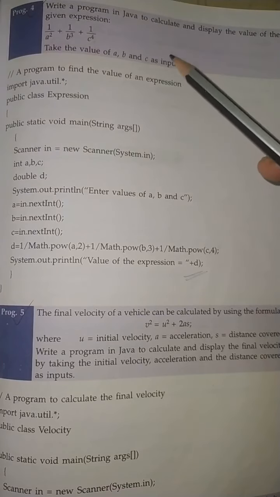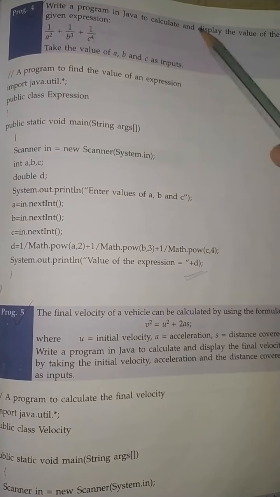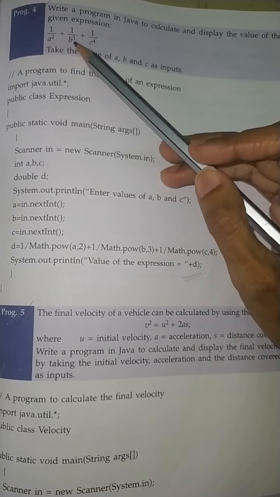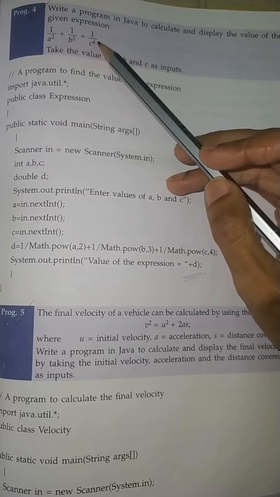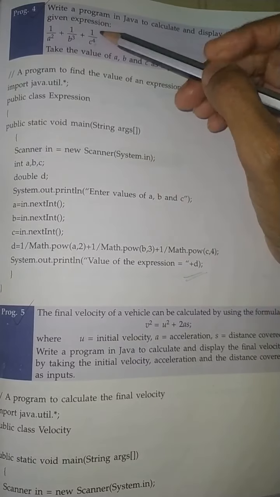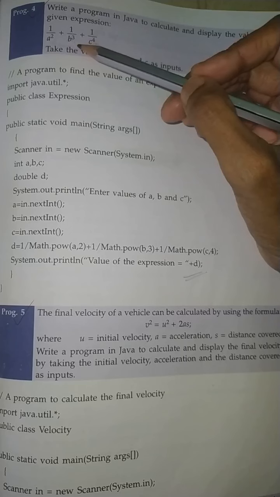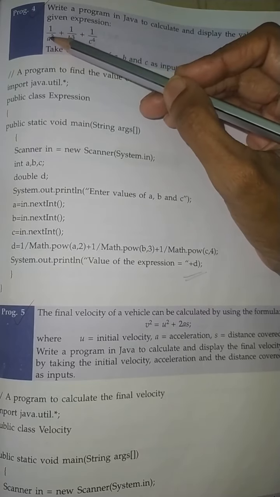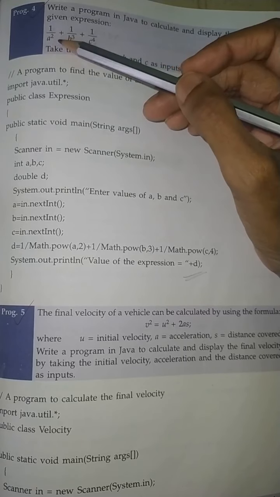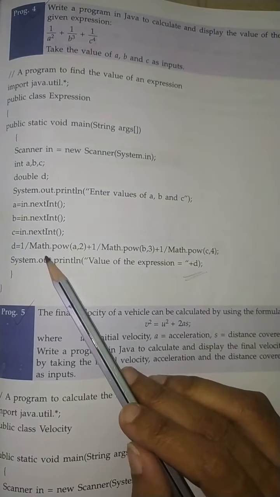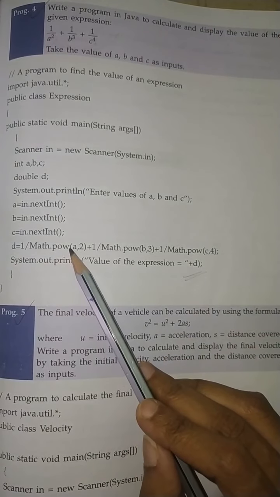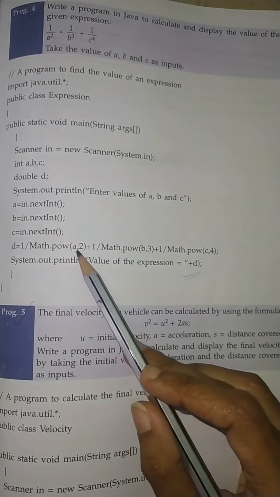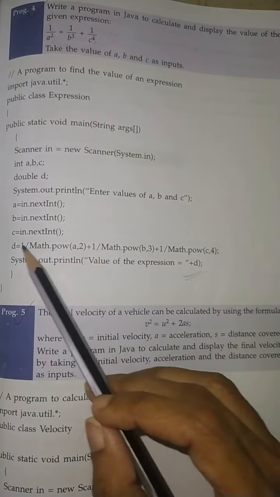Next program: write a program in Java to calculate and display the value of this expression. That means 1 by a square plus 1 by b raised to 3 plus 1 by c raised to 4. So the numerator is the same, every number is 1, and in the denominator you can see the power is different. So we are using the exponent or power of a value, so you can use a mathematical function called Math.pow, P-O-W. Inside that, if it is a square, you can give a comma 2. So how will you give this?